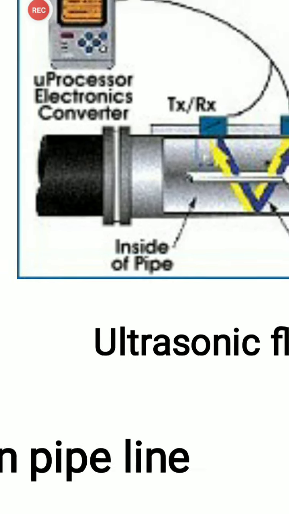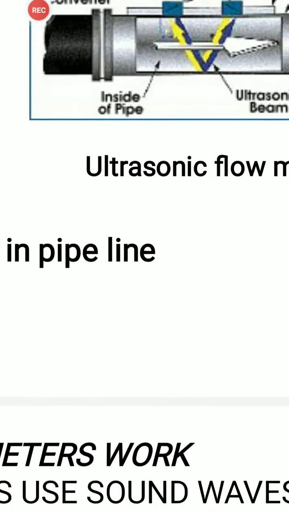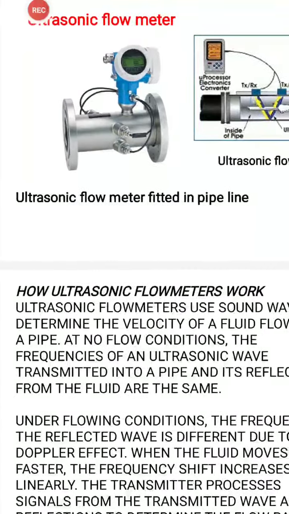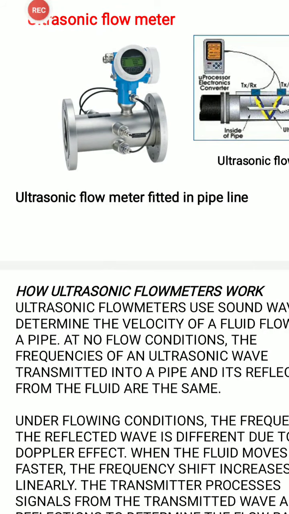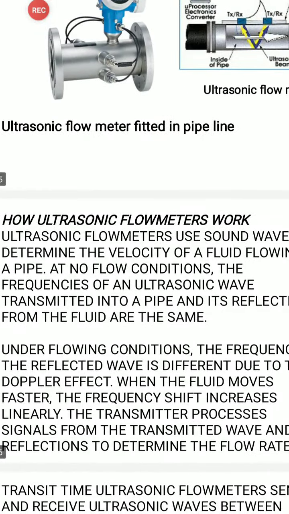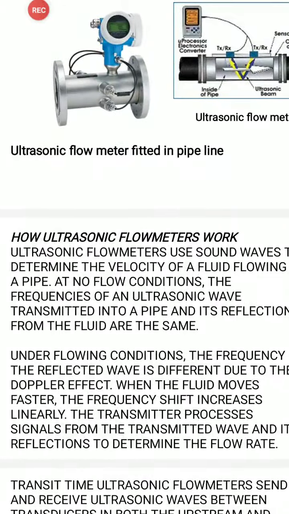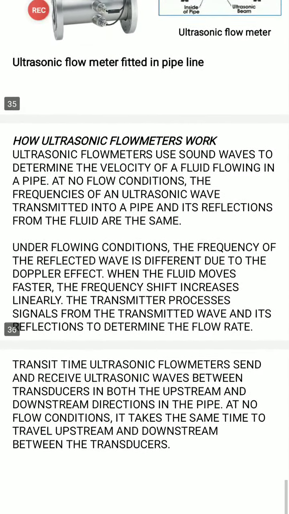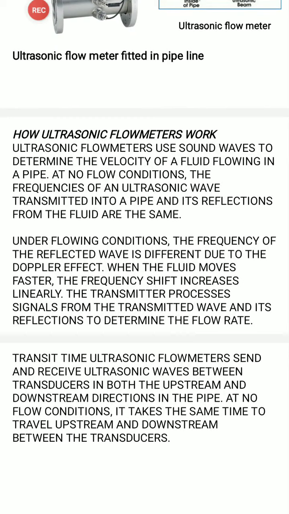So if you are understanding this sketch, we are straightway moving towards the working. What is the constructional arrangement? So here also ultrasonic waves are transmitted, and the transmitter and receiver heads are fitted on the outside of the pipes. How does an ultrasonic flow meter work? Ultrasonic flow meters use sound waves to determine the velocity of a fluid flowing in a pipe. So sound waves are used.